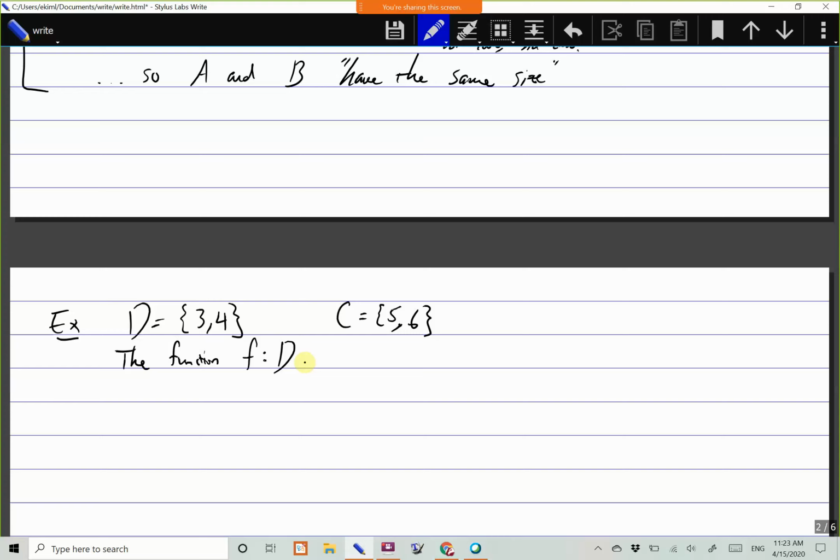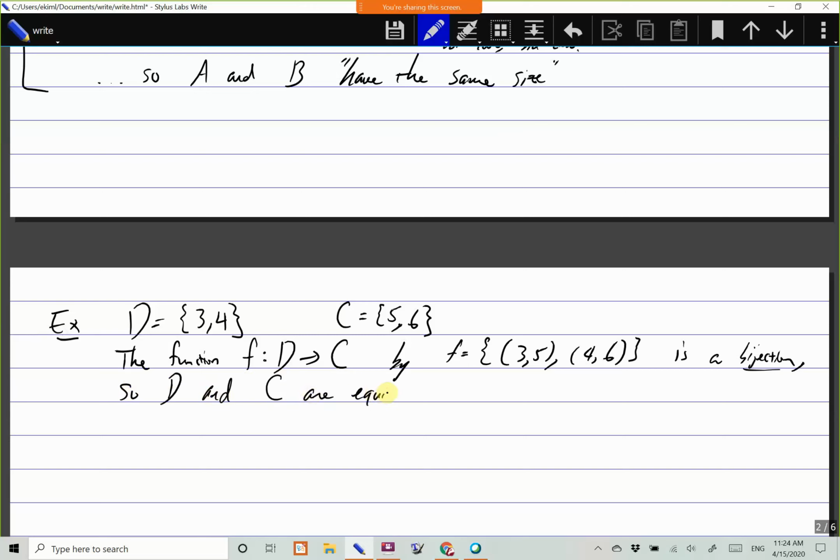I'm going to define for you a function f from D to C by the rule: input 3 is going to have output 5 and input 4 is going to have output 6. This is a bijection. We're not going to prove this is a bijection right now. We're going to do that with some more complicated ones in a moment. But you know this is a bijective function, right? Each codomain thing really appears as an output, and two different inputs don't go to the same output. So D and C are equicardinal.